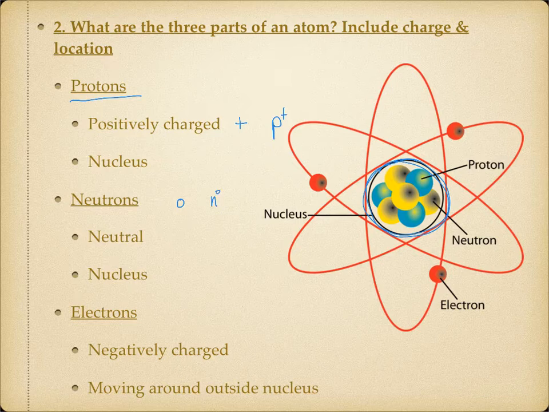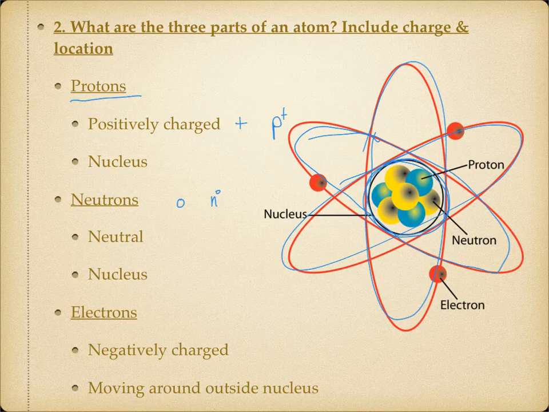And the third particle that makes up an atom are electrons. And electrons are orbiting around the nucleus. They go all around the nucleus, constantly moving. They are negatively charged, and they stay on the outside of the nucleus, meaning they orbit around the nucleus in these electron shells, or orbitals, or energy levels. All of it means the same thing.